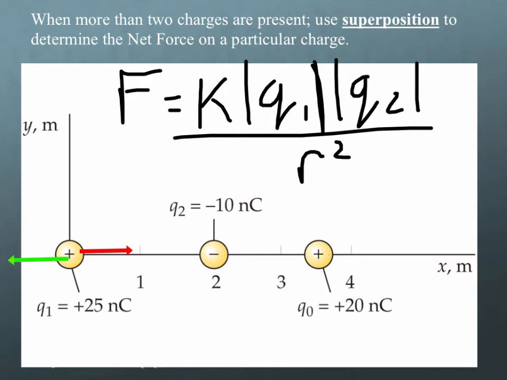Let's look at Q2. Q2 is going to be attracted to Q1 with an equal and opposite force that we calculated already, and it'll be attracted to charge 0 there. Now again, if those two forces on charge 2 are equal and opposite, then we will actually see that charge not move. But we're going to put in our values and see what the total force is to see if things are balanced or unbalanced.